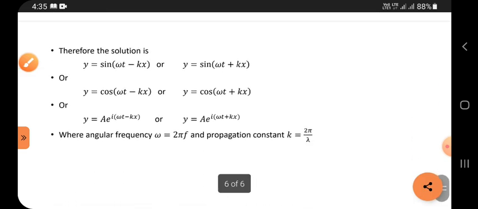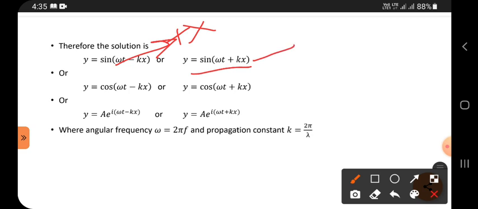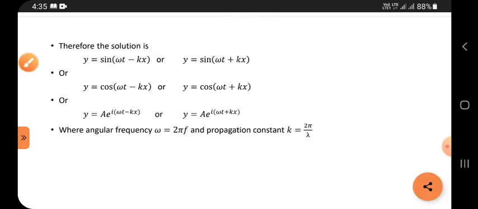Therefore the solution is y is equal to sin(omega t minus kx), or y is equal to sin(omega t plus kx). The first is the displacement equation along the positive x direction, and the second is the displacement equation along the negative direction. That is why we have taken negative and positive: negative indicates the positive direction, positive indicates the negative direction, reversed.